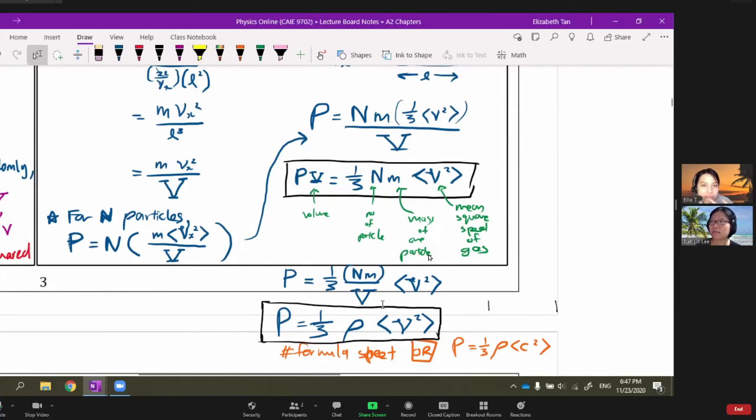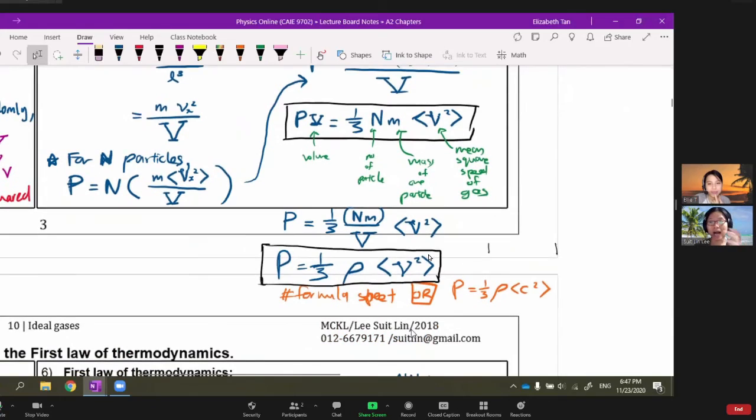All right. Then once we got this, we have successfully related the macroscopic, which is pressure and density, to the microscopic, which is the mean square speed. From here, we can tell the faster the air particle, the higher the air pressure. Makes sense, right? More collision. That's what we keep telling you. More collision, higher pressure. If you move faster, you collide more. You collide more, you get more pressure.